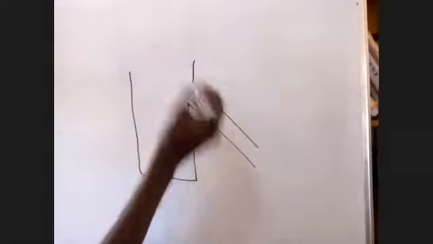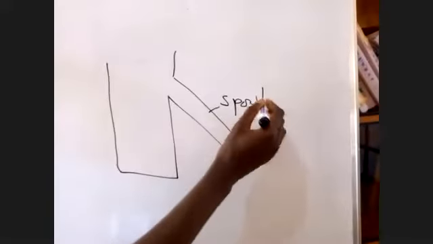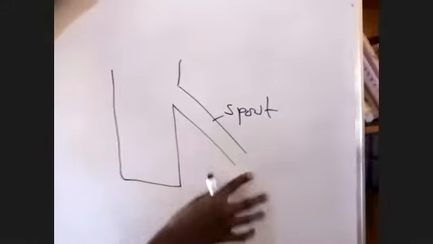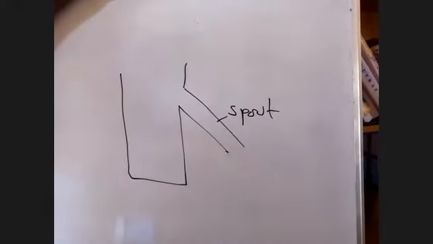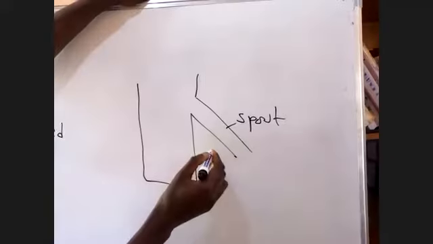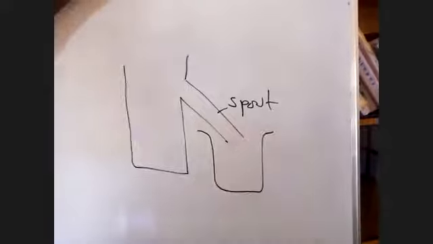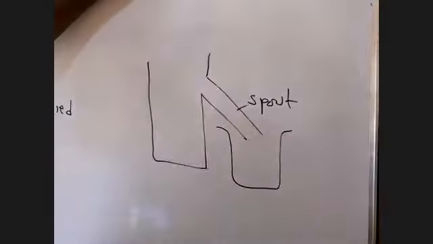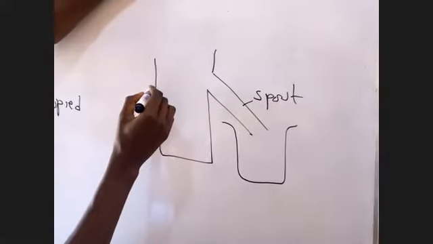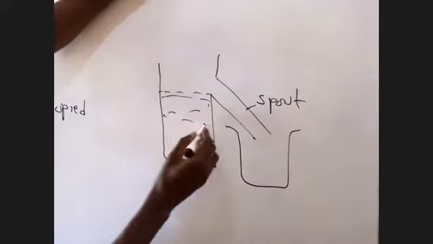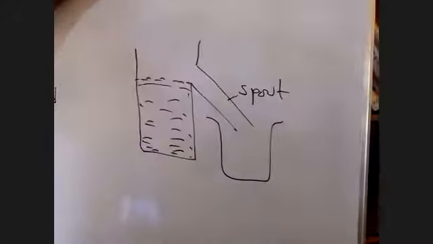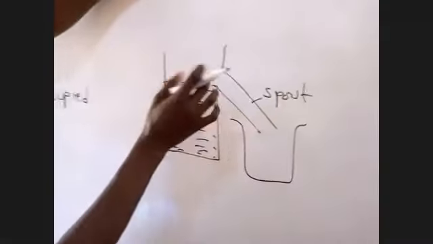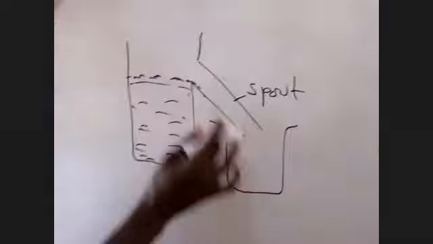A Eureka can is usually a container that has a spout. I know you don't know what a spout is, so this is what we call a spout. I know you've used a kettle. The kettle is also one of the containers that has a spout. So what we normally do is take the measuring cylinder and place it below the spout. Once you place it below the spout, ensure that you pour water up to the maximum level and allow it to flow through the spout. So at this point, when you pour water and it flows through the spout, the water reaches that level.